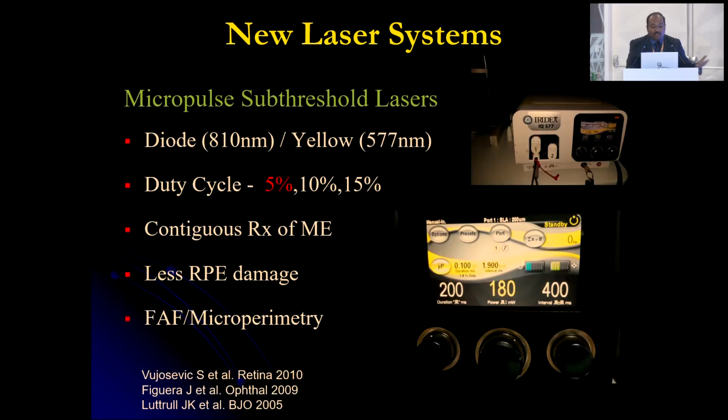New laser systems, we talked about it just now, micropulse subthreshold laser. If we're part of that society and we are bringing out guidelines, the yellow 577 nanometer is very good. 5% duty cycle is what we profess. Contiguous treatment, you can paint that macula. There's less RPE damage, as you will see. There's hardly any signature on the autofluorescence and microperimetry.